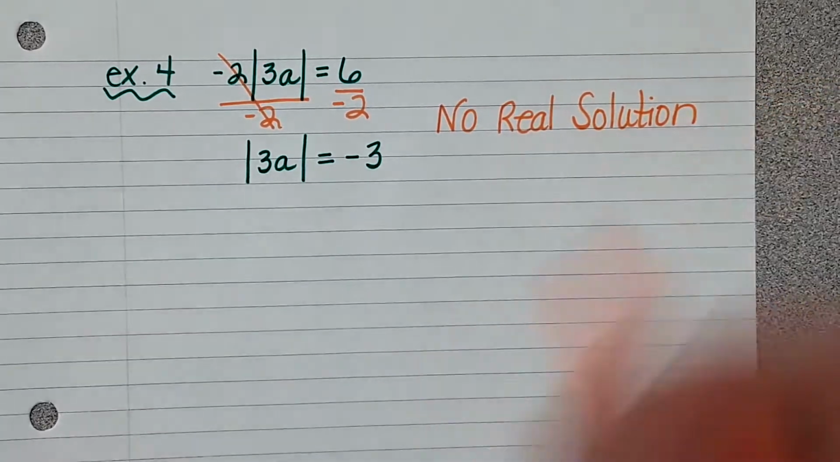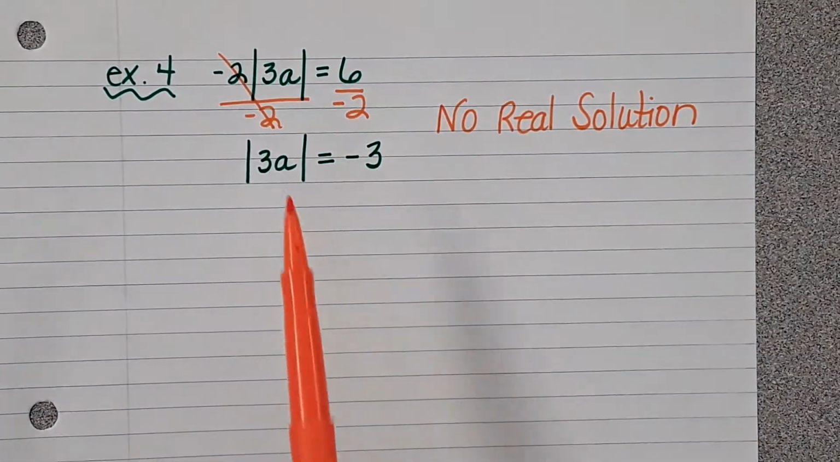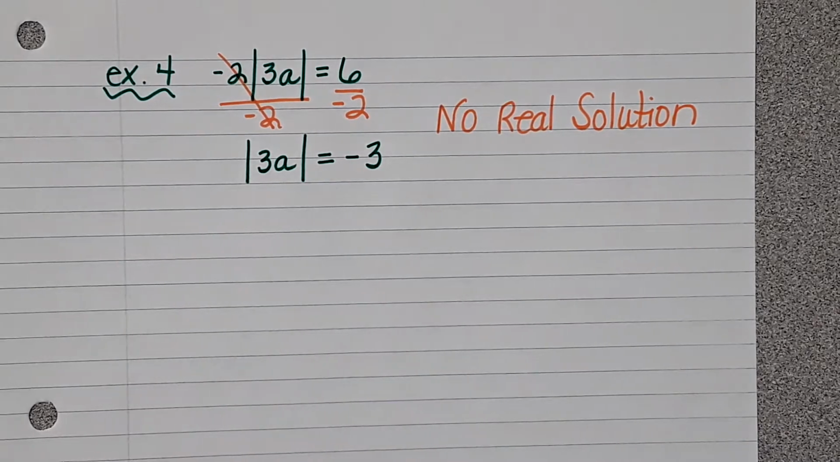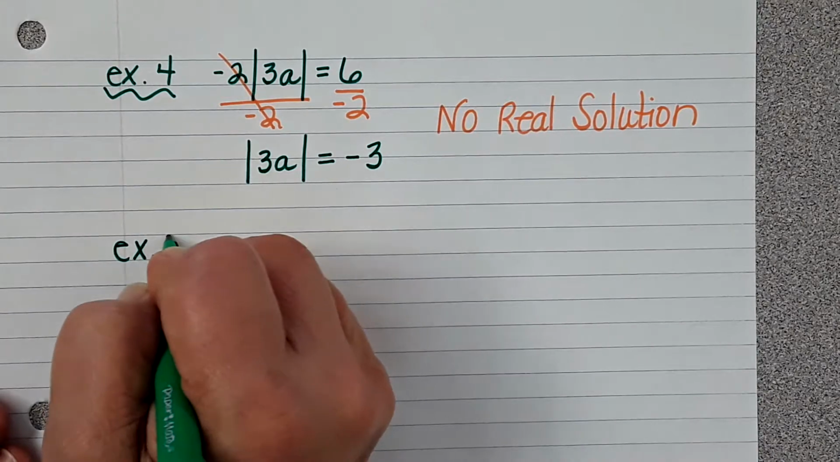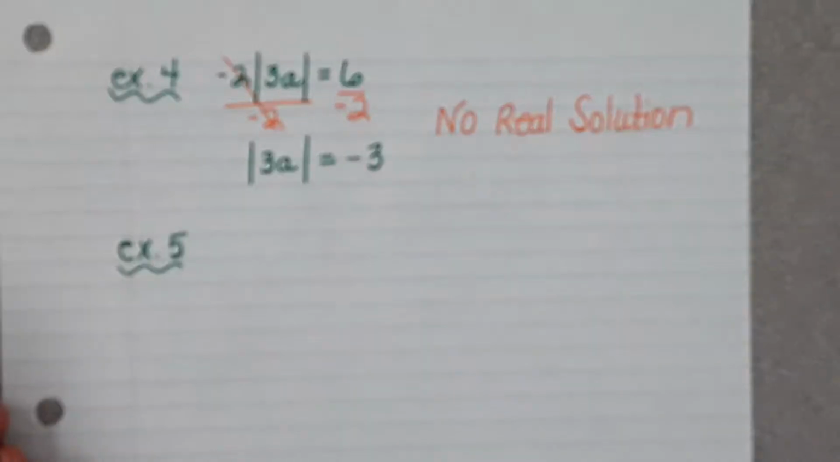Again, the reason is that absolute value is distance. Distance is always positive. Absolute value cannot equal a negative number. Are there any questions about what I just did? Okay.